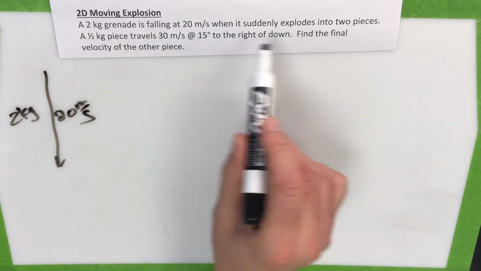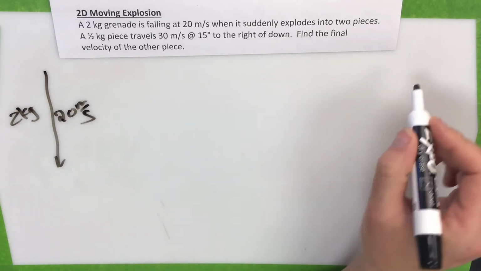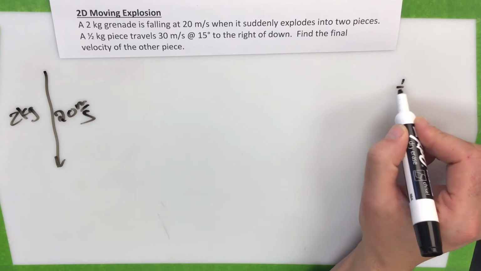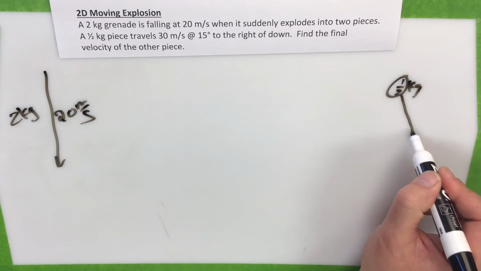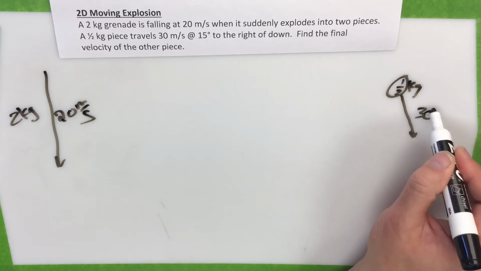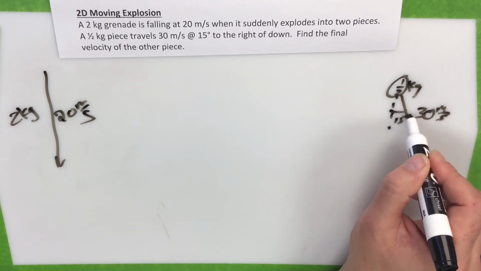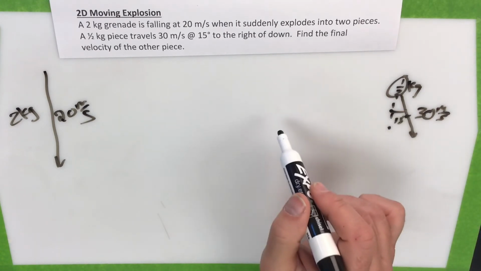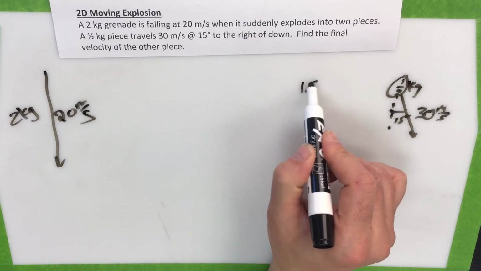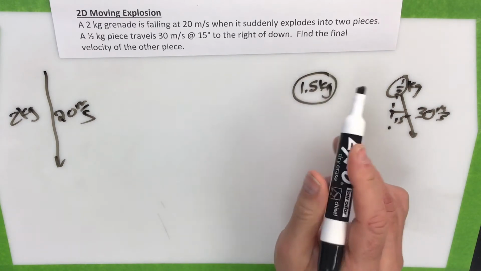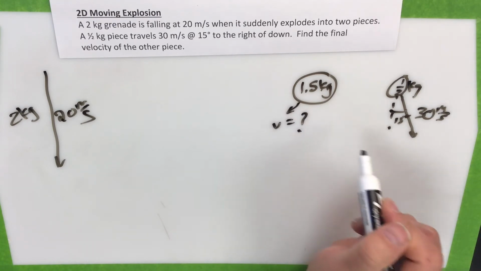You then have these 2 other pieces, a half kilogram piece. So a half kilogram piece over here, 1/2 kilogram moving 15 degrees to the right of down. So this is 30 meters per second. And this angle is 15 degrees. And then over here, find the final velocity of the other piece. Okay, so it's 1.5 kilograms. And it's got to go probably in this direction. I don't know what the velocity of that thing is.